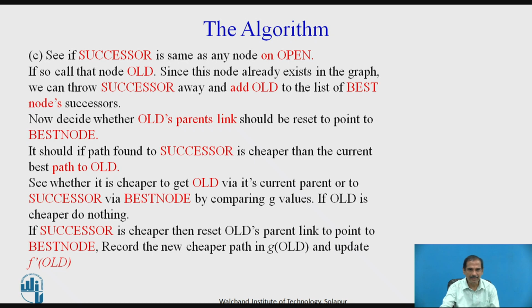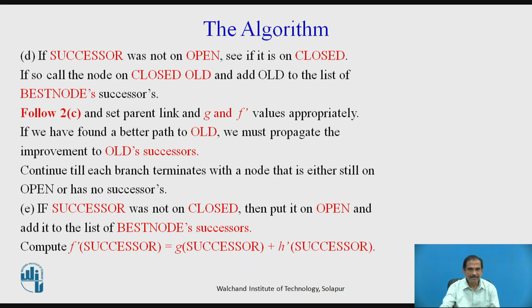then you do nothing. If the successor is cheaper, then reset old's parent link to point to the best node, record the cheaper path in g of old, and update f dash of old. If the successor was not on open, look whether it is on closed, the already visited nodes. If so, call the node closed old and add old to the list of the best node's successors. Now follow step 2C and set the parent link and g and f dash values appropriately.